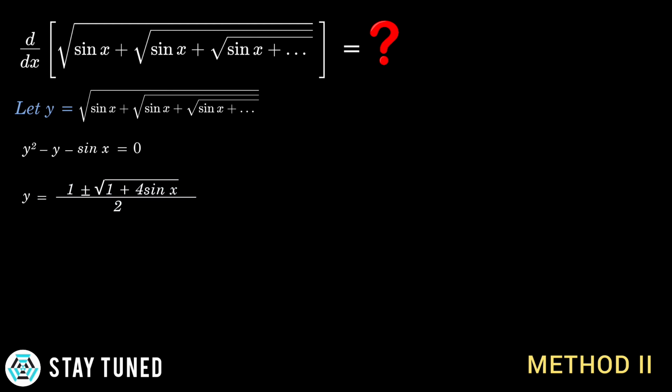Now, since y is a square root function, it must be greater than or equal to 0. Therefore, we can eliminate the possibility of y being negative. Next, we will differentiate both sides with respect to x.